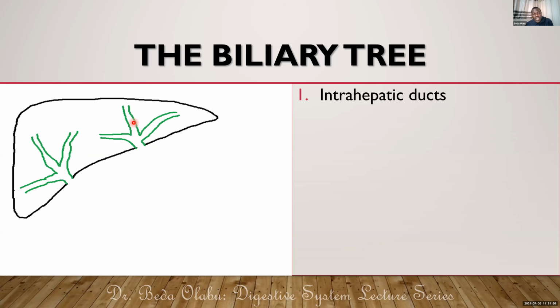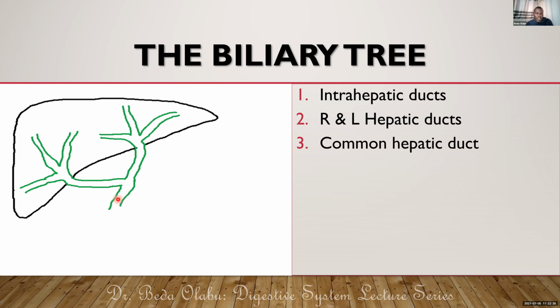The intrahepatic bile ducts join outside the liver, generally into two channels, one from the right lobe and the other from the left lobe. We call those two the right and the left hepatic ducts. So remember, they carry bile from the liver outside. The right and the left hepatic ducts join to form a common channel. And that common channel is what we call the common hepatic duct.